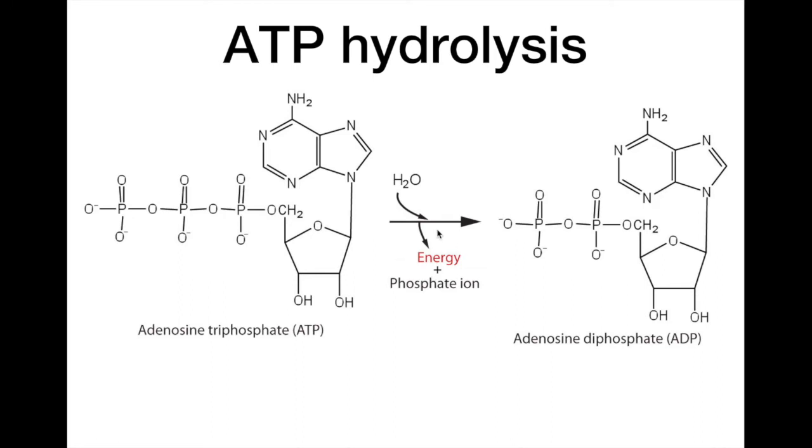The ADP now goes back to the mitochondrion, where it connects with phosphate ions, and it converts back to ATP during aerobic respiration.